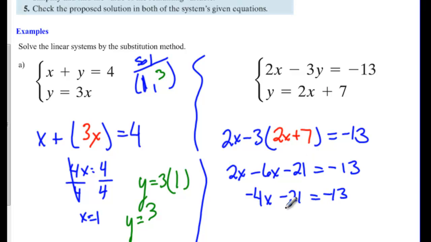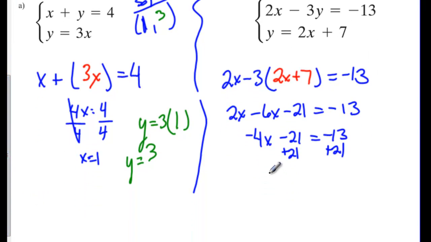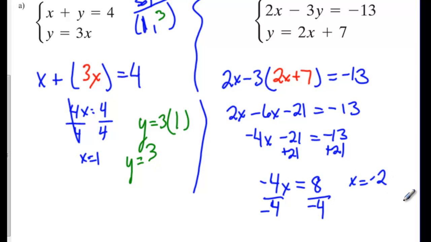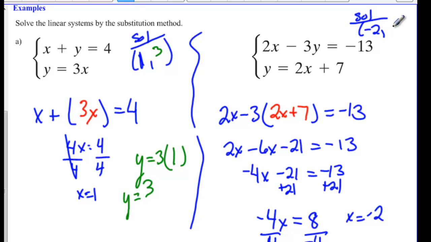Add 21 to both sides. So negative 4x equals positive 8. And divide both sides by negative 4. So we get x is negative 2? All right. So far, we know that the x is negative 2. By the way, as soon as I'm getting a variable, I'm going ahead and putting it in that part of the ordered pair. I suggest you do that just because I've seen people go through, get the right answers, and put them in backwards. So as you get them, I suggest it.